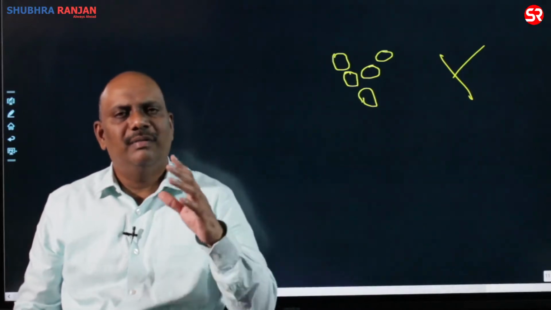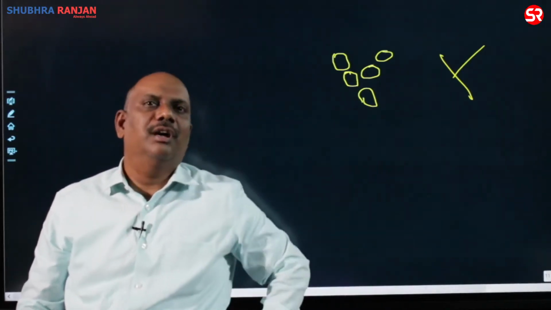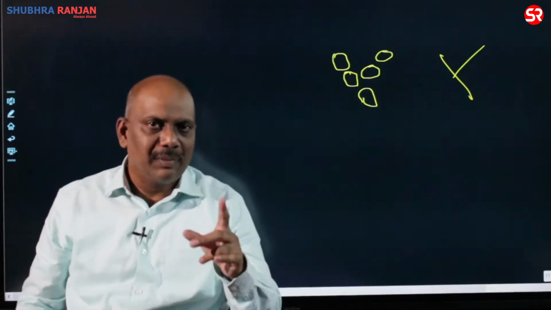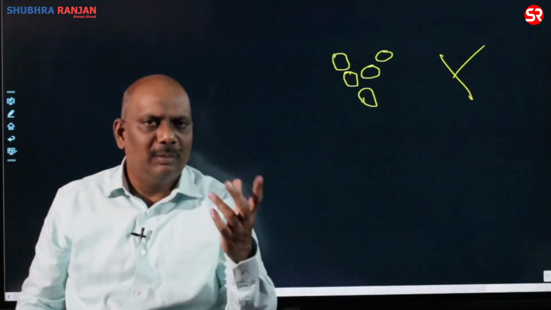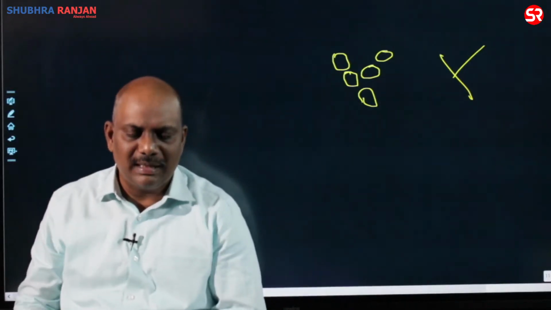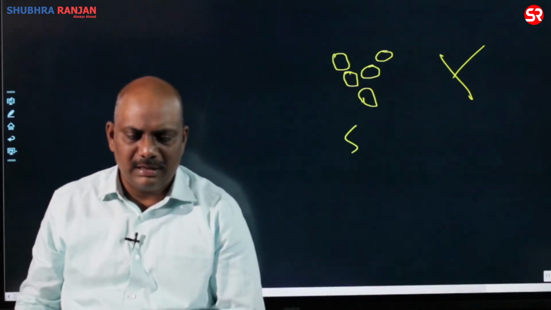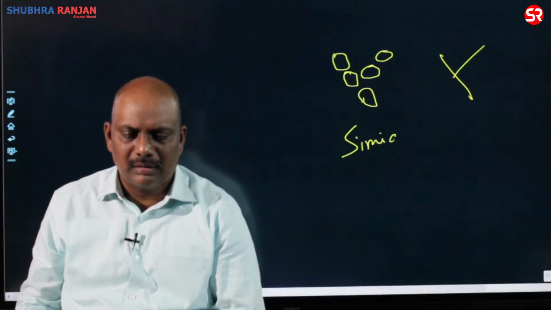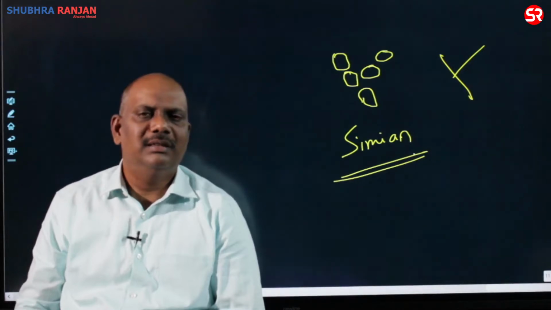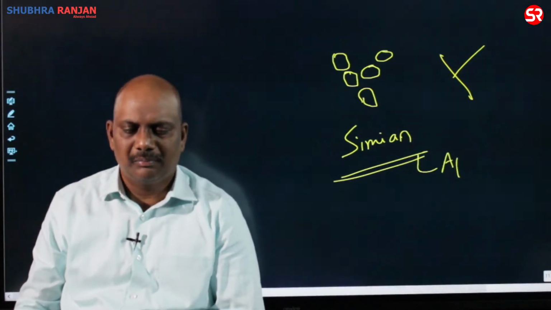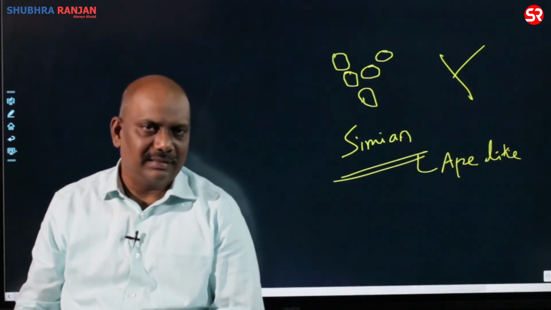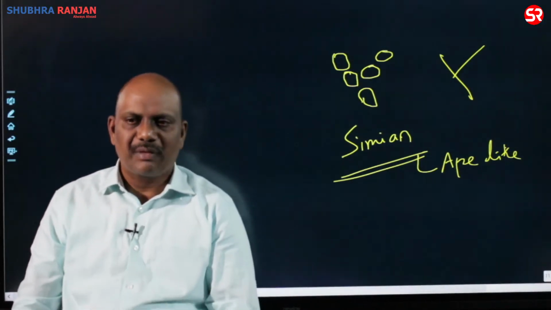Guys, are you comfortable with the teeth and dentition of Australopithecus? The teeth and dentition show a mixture of both human-like and ape-like characters. Ape-like means we also say simian characters. If you say simian, it means ape-like, primitive characters. Okay, fine.